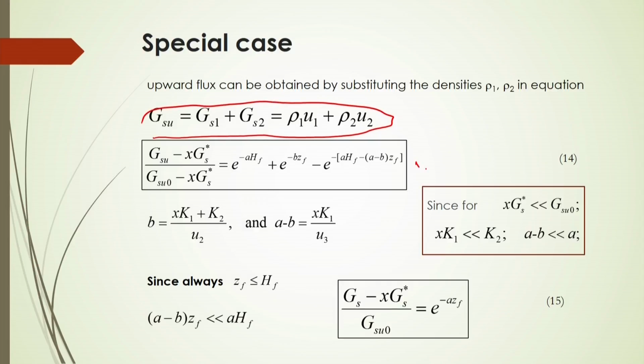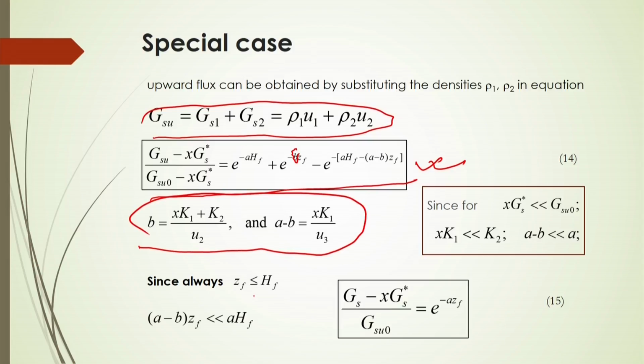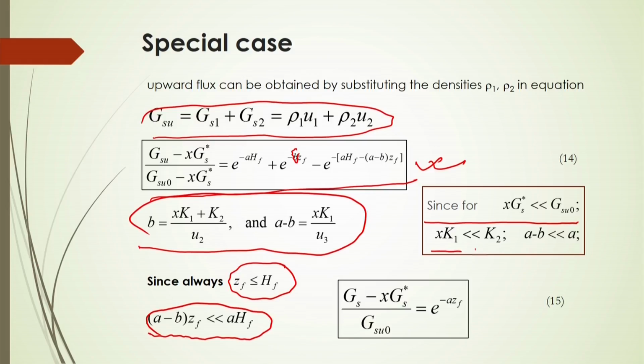And then finally, you can represent this mass flux by this equation here. In this case, some constants a and b will be defined by these equations, and this ZF should always be less than or equal to HF. So in that case, (A minus B) times ZF is less than or equal to A times HF from the mass balance equation, and since for this x g a star is less than g s u and k 1 is less than k 2, A minus B should be very much less than A.